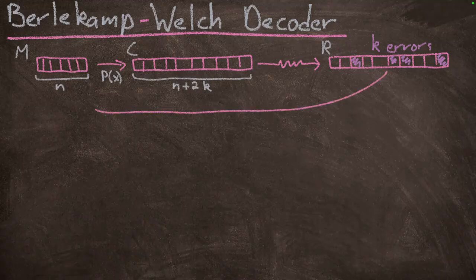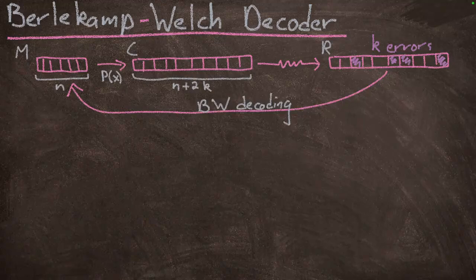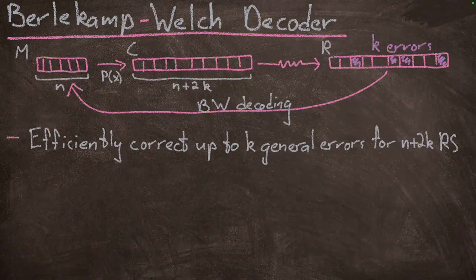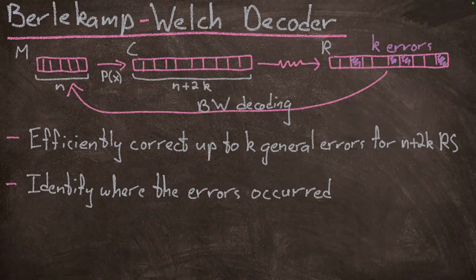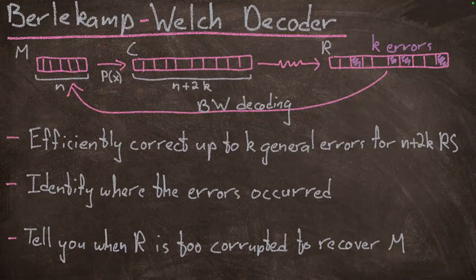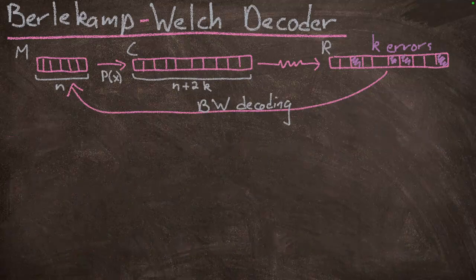And what we want to do is use the Berlekamp-Welch decoder to get back to the original message m. This is the setup of the problem. And what the Berlekamp-Welch decoder will do, it's quite surprising, is efficiently correct up to k general errors for an n plus 2k Reed-Solomon code. It'll identify where the errors occurred, and it'll tell you when r is too corrupted to recover m. That's quite a lot to do. It seems like you might have to do all these special cases of, well, if this, then that. It's going to be quite elegant and surprising, and we're going to go through it now fast. All right.